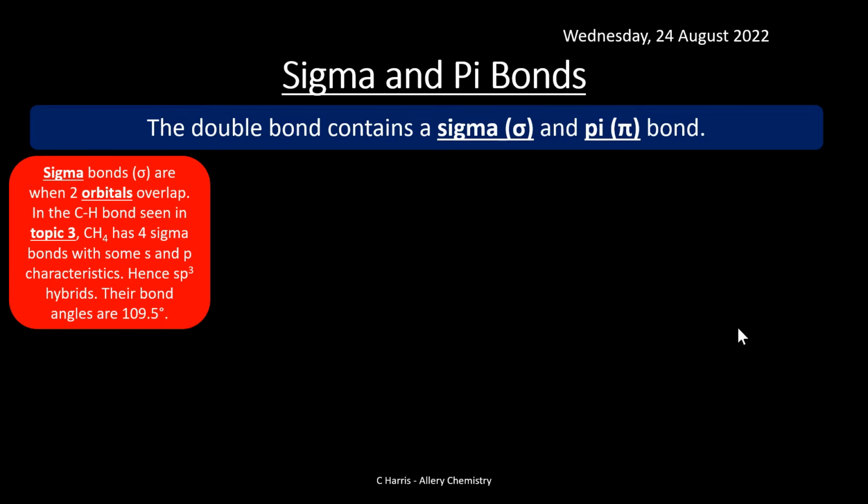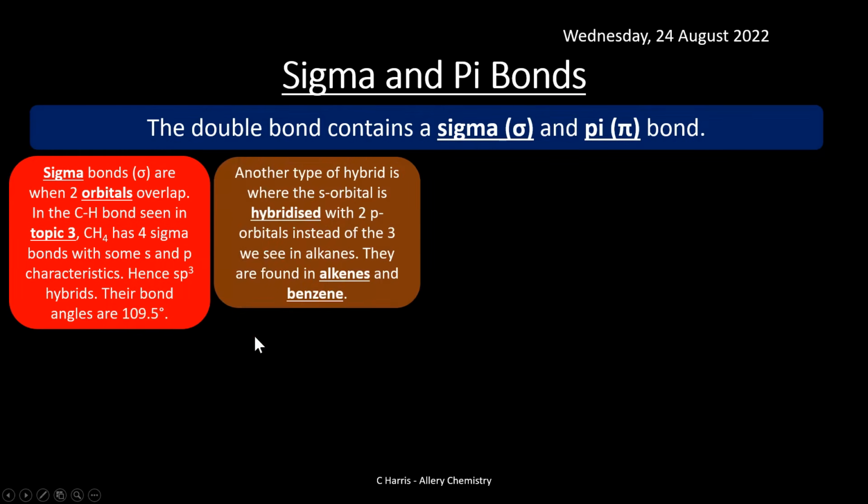But effectively, CH4 has 4 sigma bonds, with some s and some p characteristics. And we form this hybrid of an sp3. So just as a quick reminder, we have an s orbital with 3 p orbitals, and we form these new hybrid orbitals. And the bond angle in something like CH4 is 109.5 degrees. So that's the bond angle there.